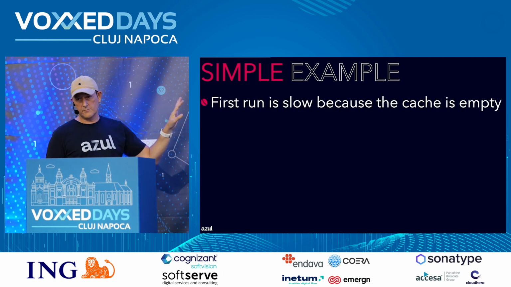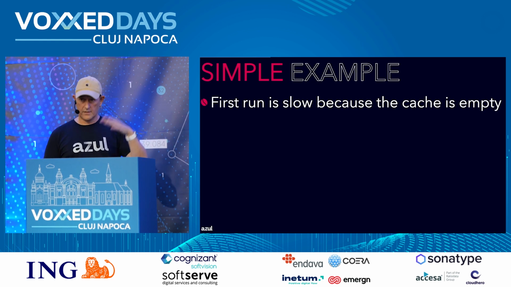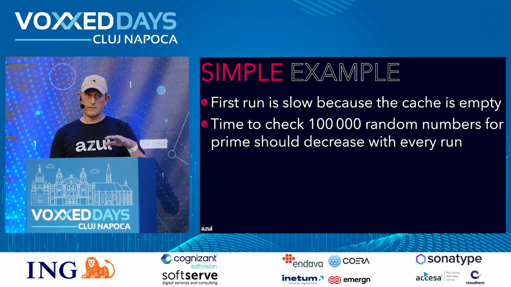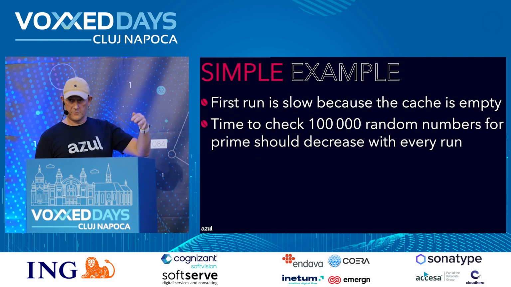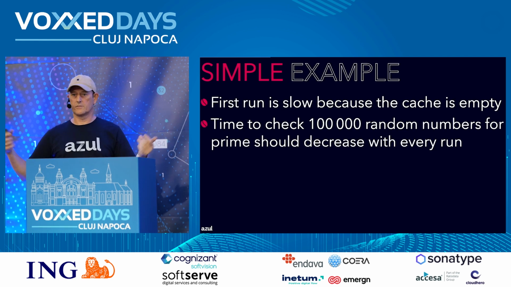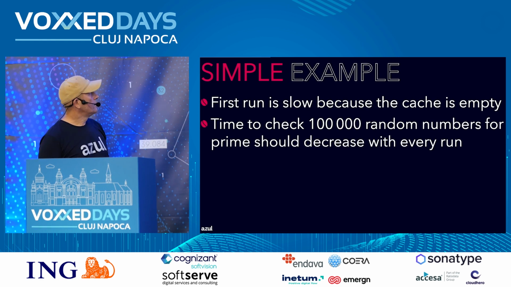So that means the first time you run it, it will be pretty slow because every number is not in the cache, has to be calculated, and then this goes for 100,000 times. Then the second and the following runs or iterations should be faster and faster because the cache will be filled up, and so the results can get out very quickly out of the cache.